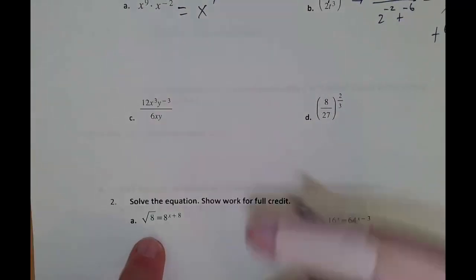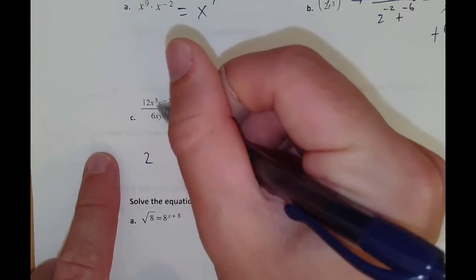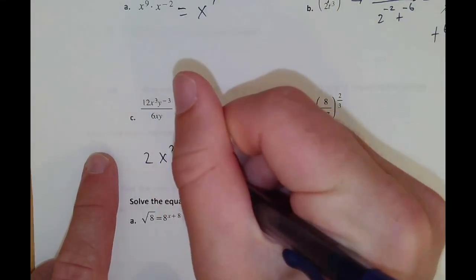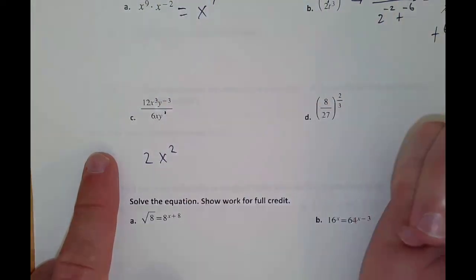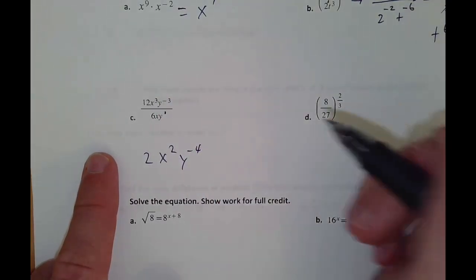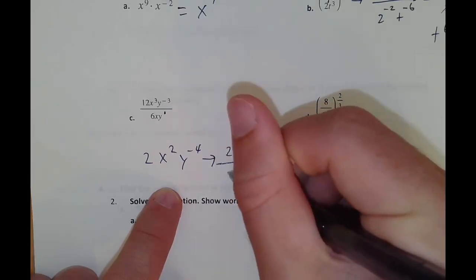Down here, 12 over 6, 12 divided by 6 is just 2. x to the third over x, we're going to subtract 3 minus 1, that's x squared. And then y to the negative 3 minus 1 would be y to the negative 4. Now I can't have negative exponents, so we're going to move that to the denominator. So we have 2x squared over y to the 4th.